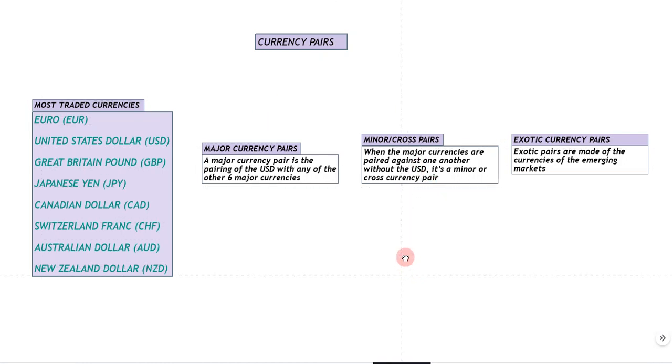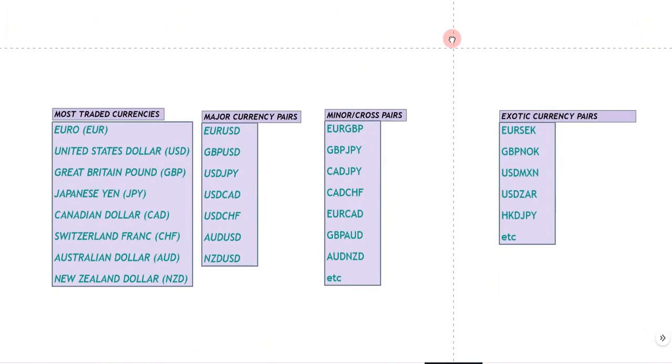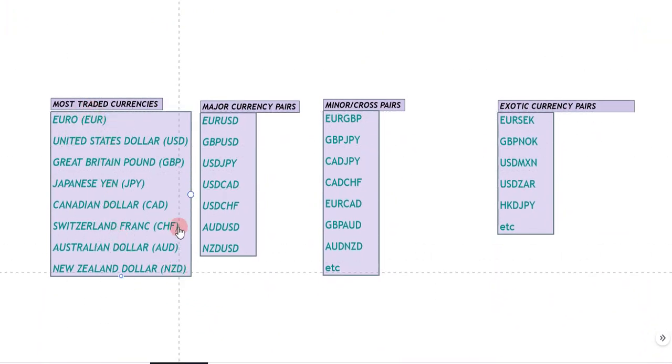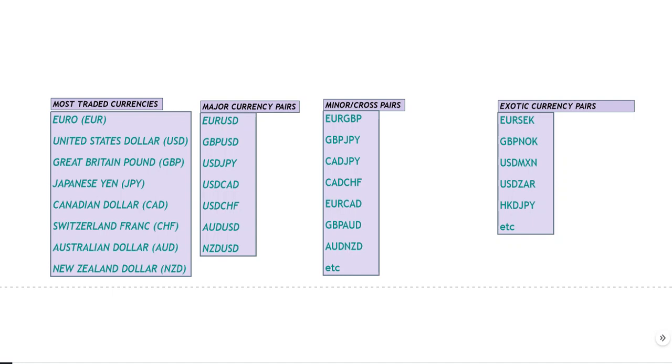Let's look at some more examples of this. These are the most traded currencies, again with their symbols. This is the example of the major currency pairs. The first one we have there is EUR/USD, so that's pairing the euro with the USD. Second one is GBP with the USD. They are major pairs because they pair the major currencies with the US dollar. We also have the cross pairs there, pairing the major currencies without the US dollar, and you have the exotic there. So you have the euro and the Swedish krona, GBP with the Norwegian krone, and so on and so forth.